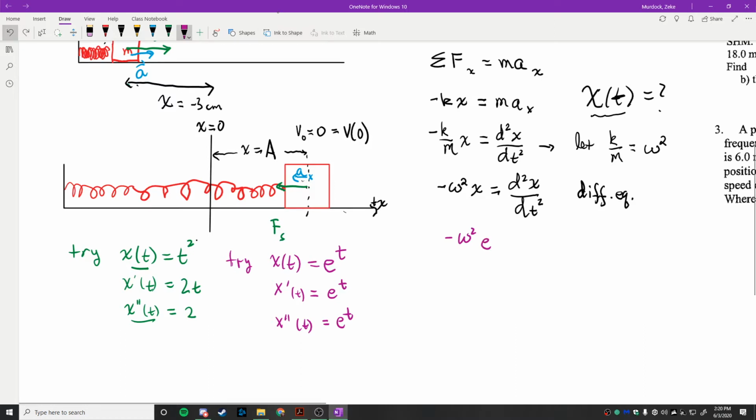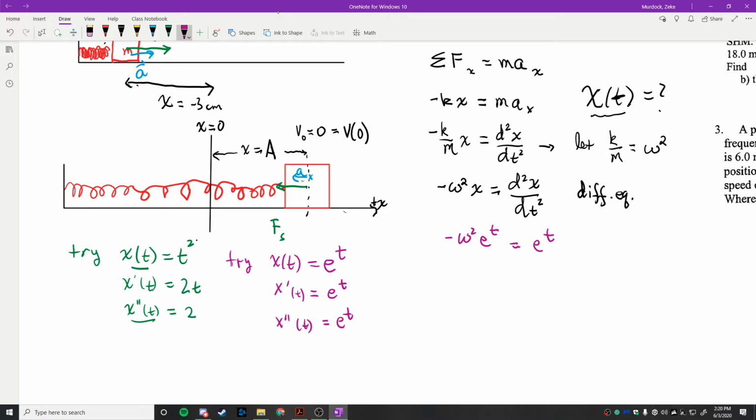So x is e to the t, right? So you put e to the t right here. And then the second derivative is also e to the t. We're closer now. We have the same function on both sides, but unfortunately we still have this omega squared here. How could I get that on this side? What can I do to get that omega squared over here on this side?